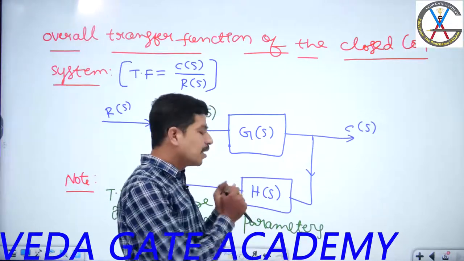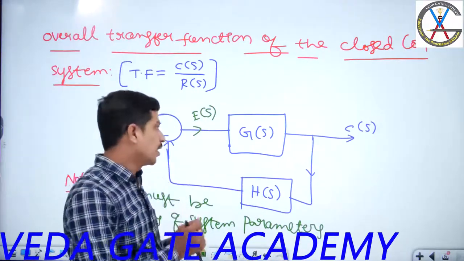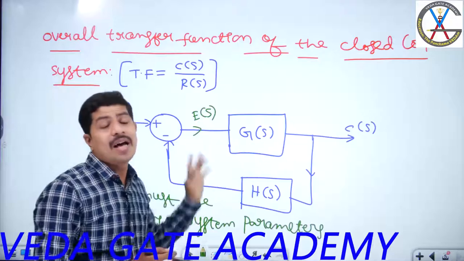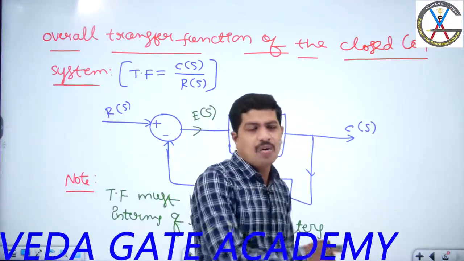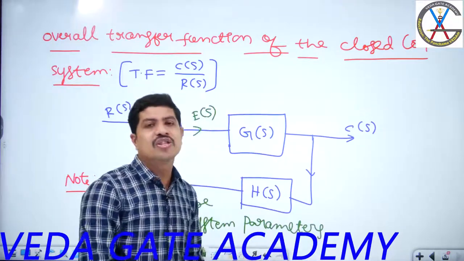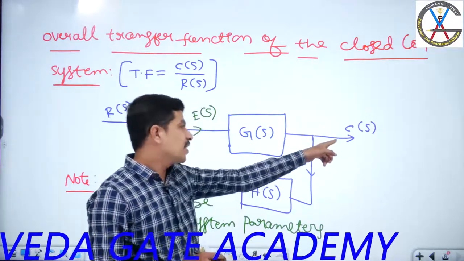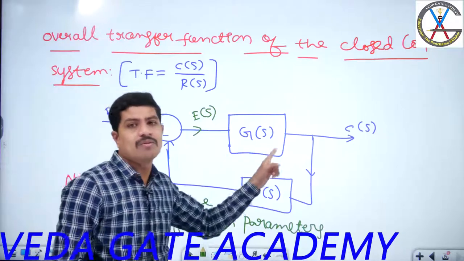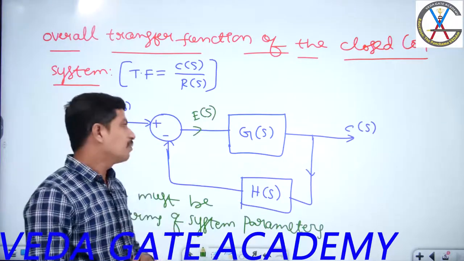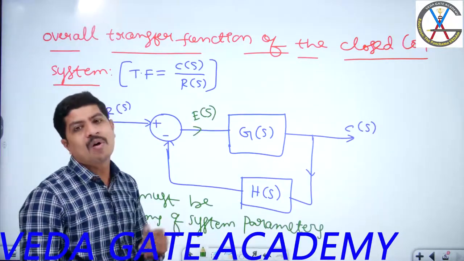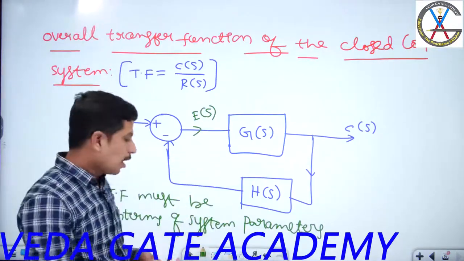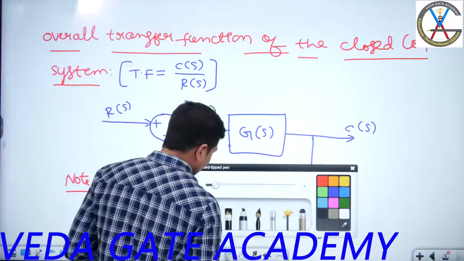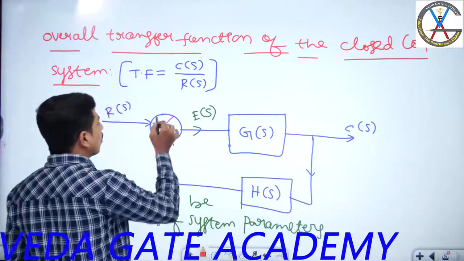Come on here, very simple to understand. I want C of S by R of S in terms of G and H. What are the only system parameters available here? G and H. I want C of S by R of S in terms of G and H. Simply, we conduct block diagram algebra. These are called blocks. We are going to apply block diagram algebra. Very simple. That's not a big deal to understand.